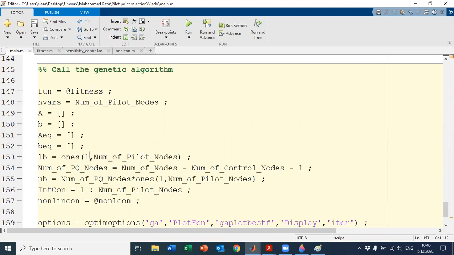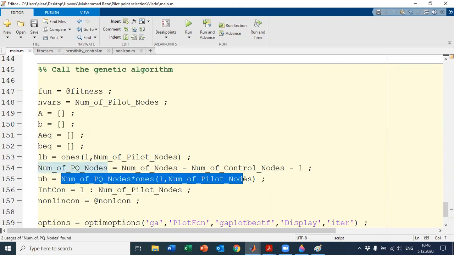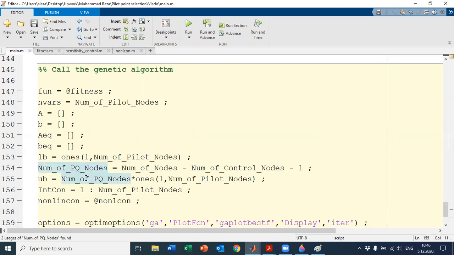This is because our problem is mixed integer programming. Why is that so? Because our variables are integers, which have a range from 1 to, for example, the number of PQ nodes. The number of PQ nodes is equal to the number of nodes minus the number of control nodes, and minus 1 because we have one slack node. The upper bound for each one of the variables is equal to the number of PQ nodes, meaning that the variables of our problem take values from 1 to the number of PQ nodes.